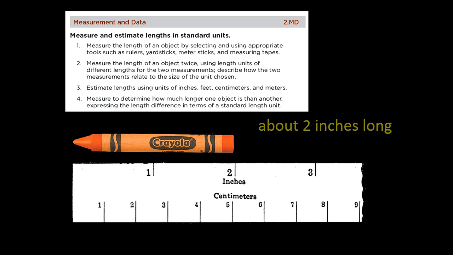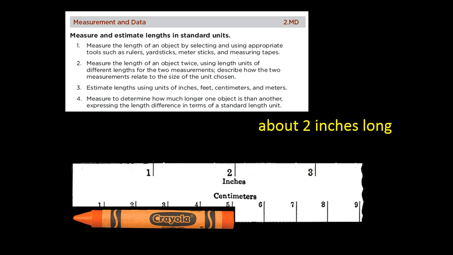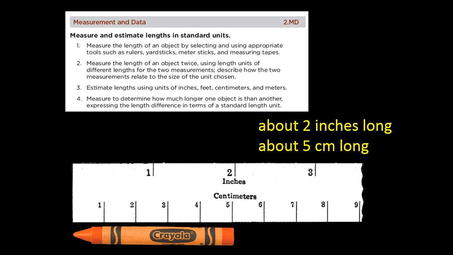So for example, the crayon might be called about 2 inches long, or if it's measured in centimeters, it would be said to be about 5 centimeters long. So a student would be expected to explain that the crayon is a greater number of centimeters long because a centimeter is a smaller unit of measurement than an inch.